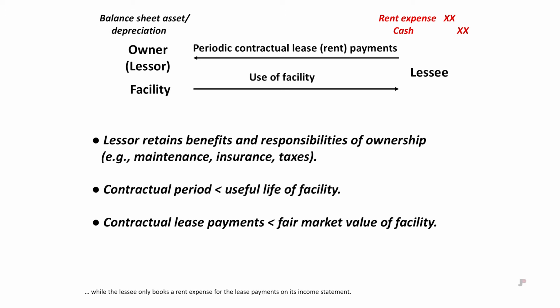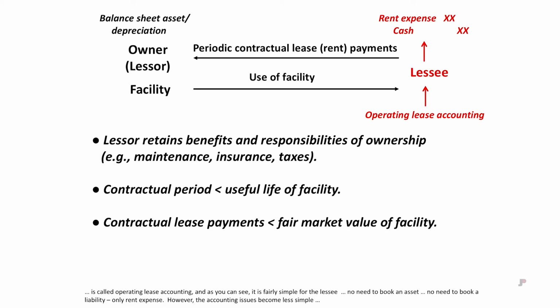income statement. This method of accounting for lease contracts, where the lessee simply books rent expense periodically, is called operating lease accounting. And as you can see, it's fairly simple for the lessee. No need to book an asset, no need to book any depreciation, no need to book a liability. Only rent expense is recorded each time the lease or rent payment is made.